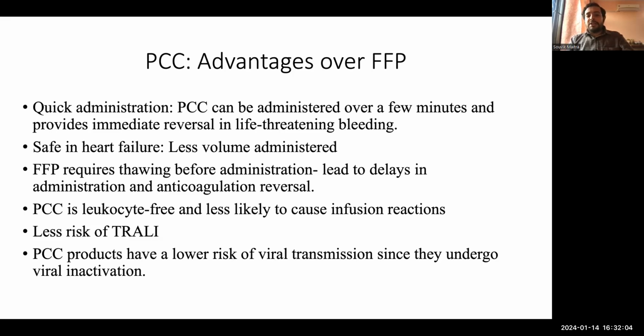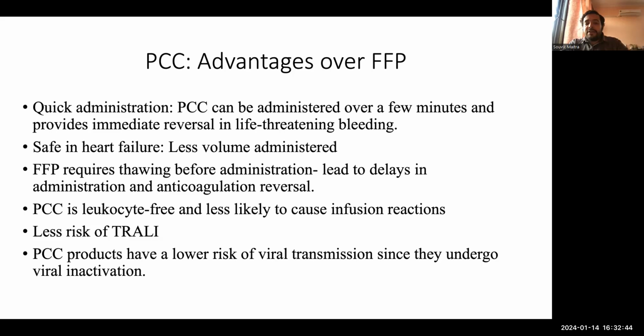Secondly, as the volume is much less than FFP, PCC is safer, particularly in patients with heart failure, renal dysfunction, and oliguric patients. Many a time, we encounter patients who have undergone valve replacement and have come for bleeding from some other source, who require urgent reversal of the warfarin. In this clinical scenario, if PCC is available, it will probably be safer over FFP just because of the volume advantage. Thawing, as I mentioned, at times delays administration and anticoagulation reversal, which is not the case with PCC.